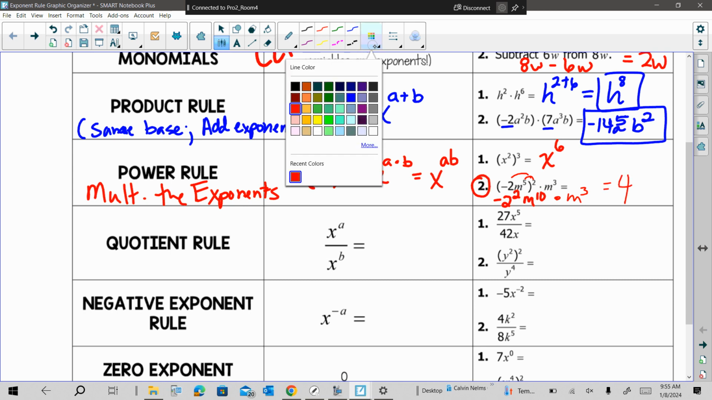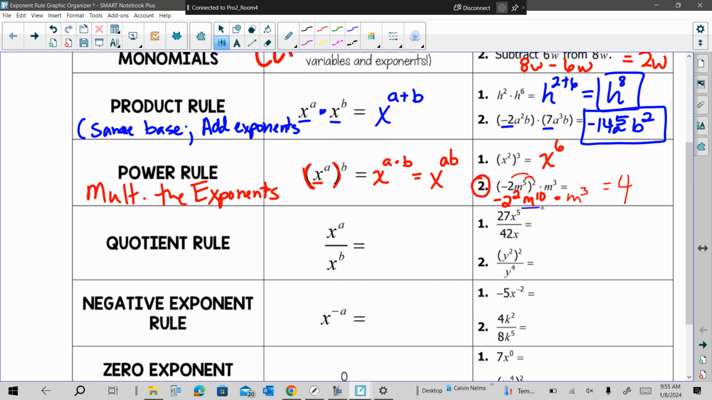Then I look at my m right here to the 10th power and m to the third power. When I'm multiplying, what do you do to the exponents? You add them. So I'm saying 10 plus this 3 would make the m to the 13th power. And that's the final answer.